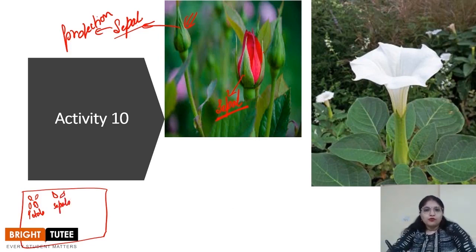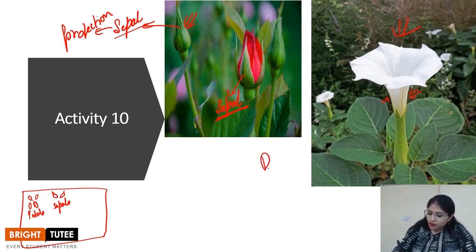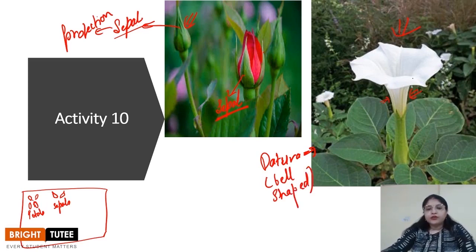Now, this is the plant of rose, and in the previous slide, we were studying the plant of China rose. If you look at this particular flower, you will find that the petals of this flower, as you can see over here, are all joined together. This is a Dhatura flower, and you can see that the flower shape is what? It is bell-shaped, right? It looks like a bell. The reason is that all the petals are joined together.